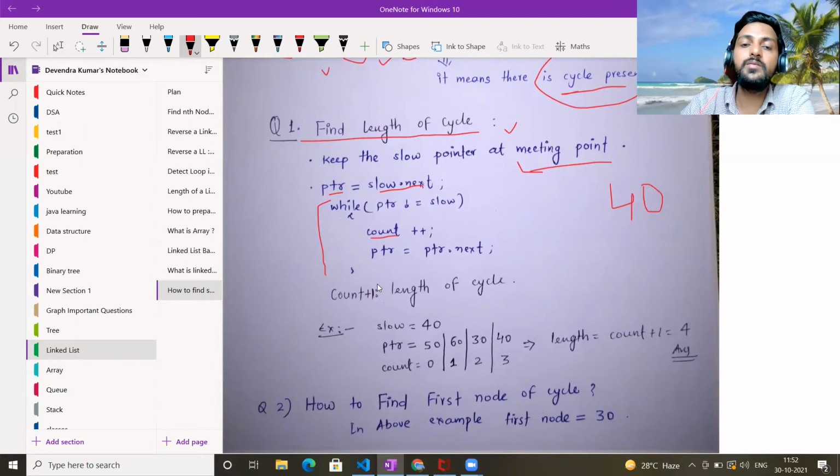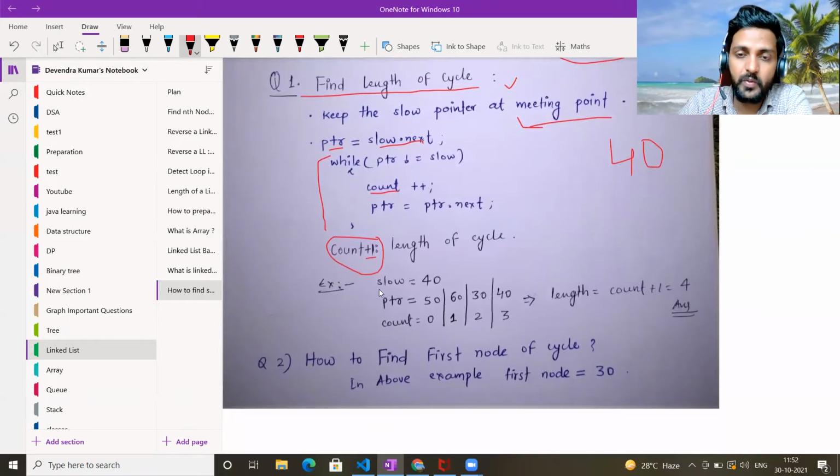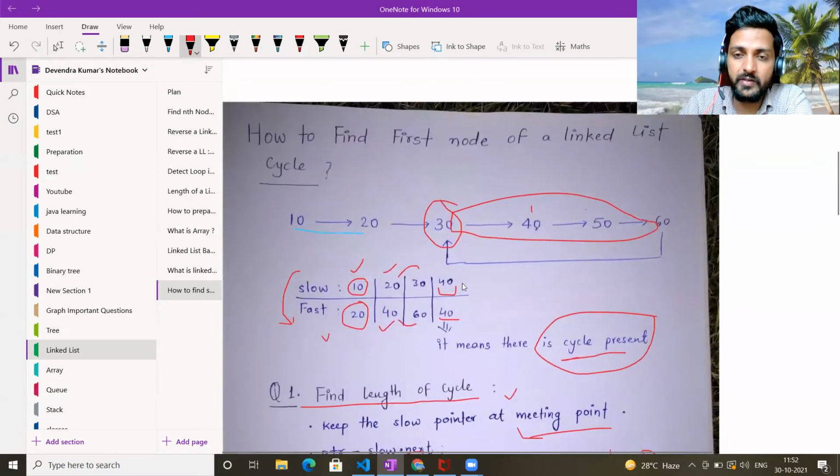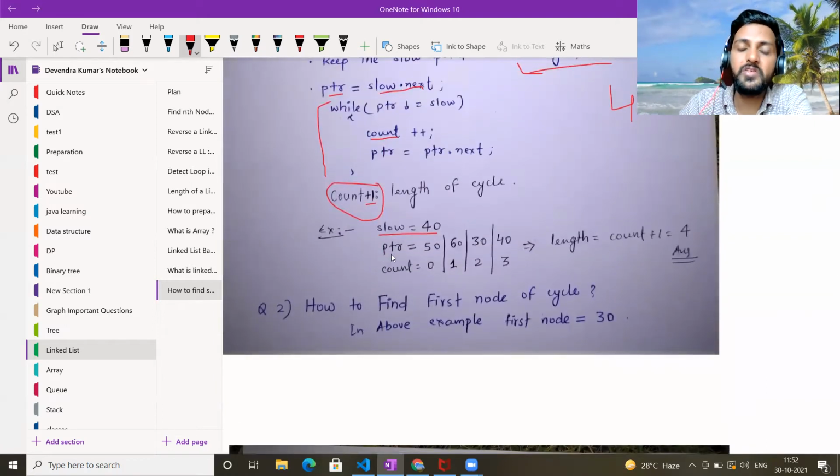So here the length of the cycle will be count plus 1. Why plus 1? Because we are starting count from 0. If you start count from 1, there is no need to increment by 1. For example, our slow is pointing to 40, as you have seen in this example. Now we will take one pointer called PTR, which is slow dot next, which is 50. Count we are starting from 0.